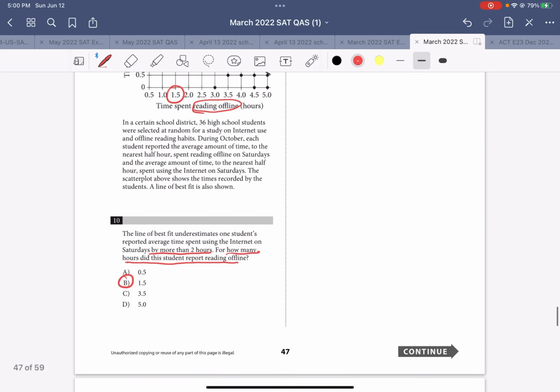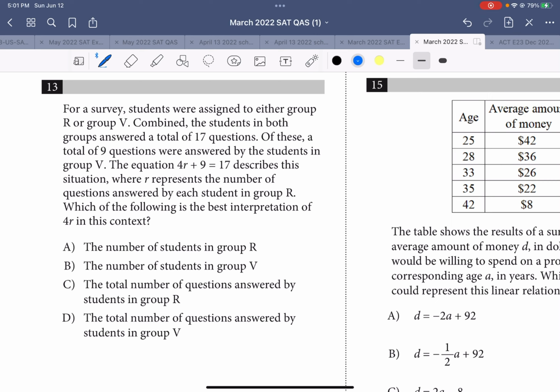Number 13. For a survey, students were assigned to either group R or V, and the students in both groups answered a total of 17 questions. Of these, a total of 9 questions were answered by the students in group V. The equation 4R plus 9 equals 17 describes this situation. So this one is group V, and this one must be group R, right? Because they have a total of 17.